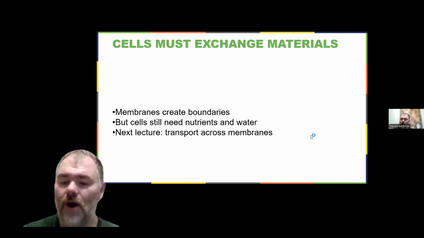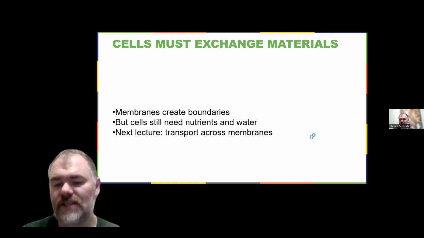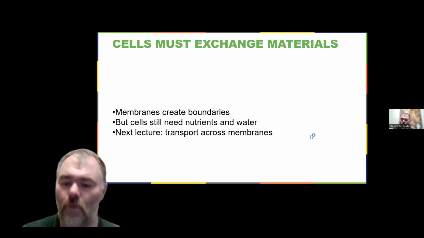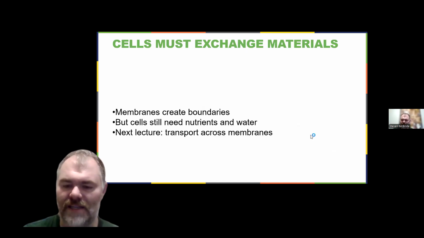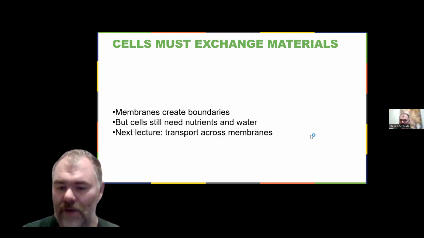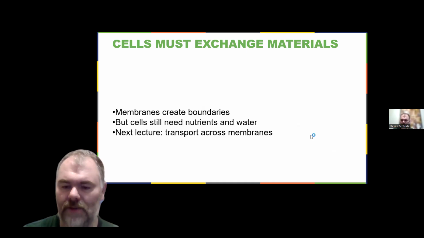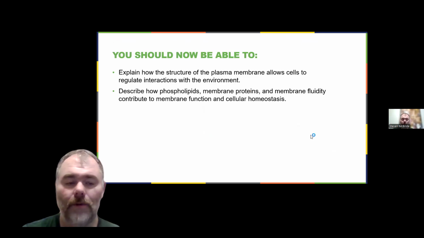But membranes also create a challenge. Cells still need to bring in nutrients, water, and other important molecules, and they must remove waste and maintain proper internal conditions. So, if the membrane acts as a selective barrier, how do substances actually move across it? That question brings us to the next lecture, where we'll explore transport across membranes, including diffusion, osmosis, passive transport, and active transport.